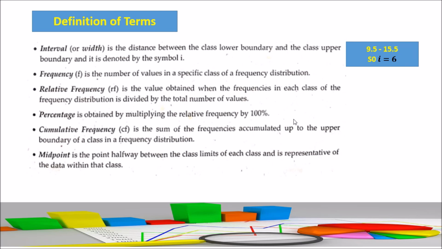We'll just have our example for this part. Then midpoint is the point halfway between the class limits of each class and is representative of the data within that class, meaning it is the middle of the class limits, or simply the average of your class limits.